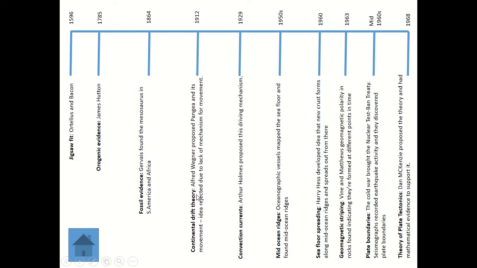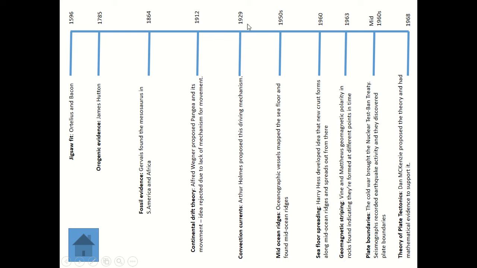The theory that the plates had once been as a supercontinent called Pangaea, and they had drifted into their present-day locations over time. But there was a problem with that. He couldn't explain why or how it happened. So that got thrown out by the scientific community at the time, and it was only when we then had the second half of the story that we began to come together with this theory of plate tectonics by the end of this. So the next piece of the puzzle was Arthur Holmes in 1929.